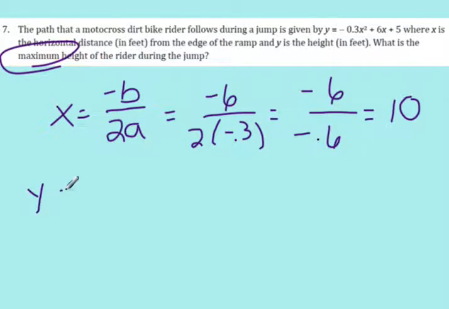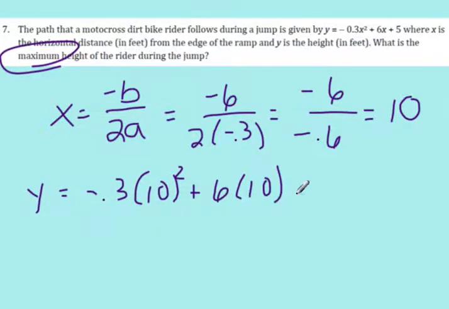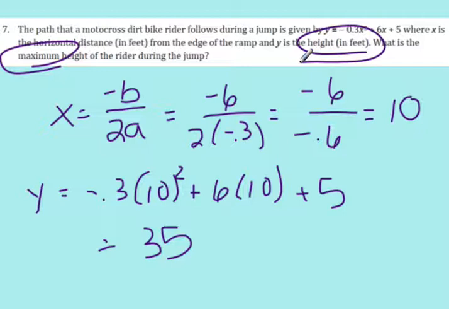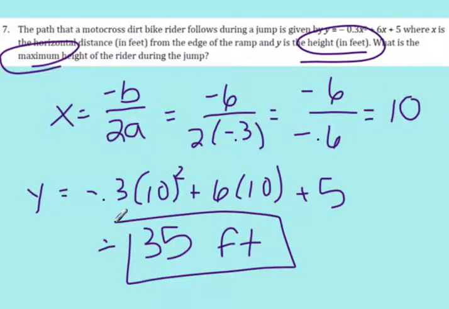So now we're going to go ahead and plug this in. Wherever I see an x, I'm plugging in a 10. And you can go ahead and type this into your calculator. Negative 0.3 times 10 squared plus 6 times 10 plus 5. And when you do that, you get 35. So that's our maximum height, and it tells us that the maximum height is in feet. So I'm going to label this feet. So the maximum height then was 35 feet.